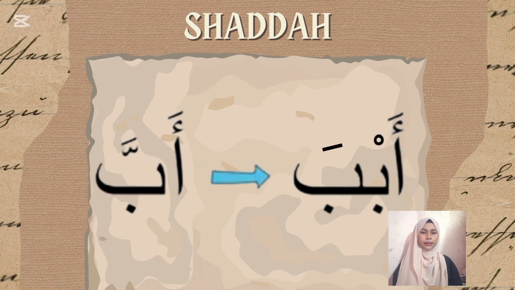So here are the other examples, where you can see on the left side, the first ba has a sukun on it, and the second ba has a fatha on it. And when you read it, it sounds like abba.